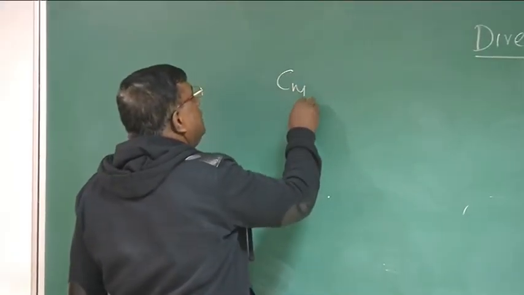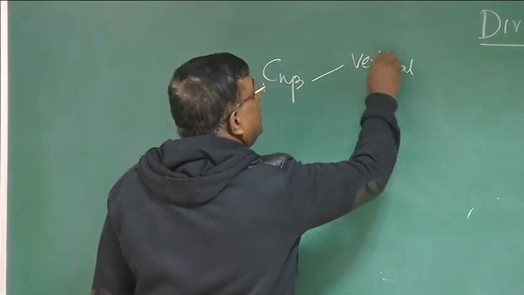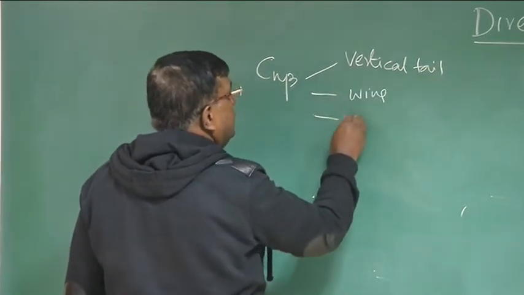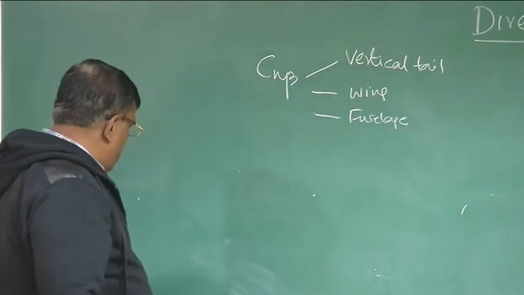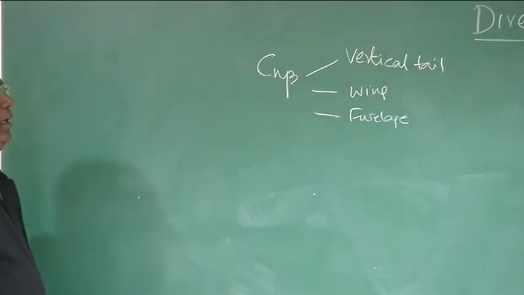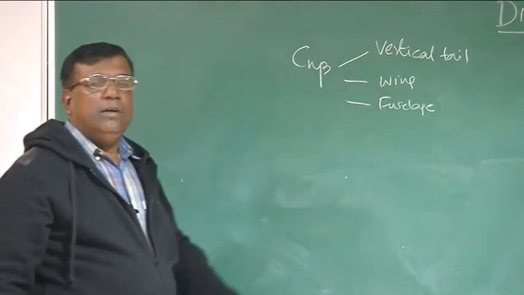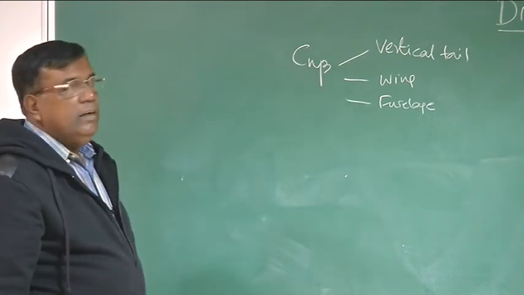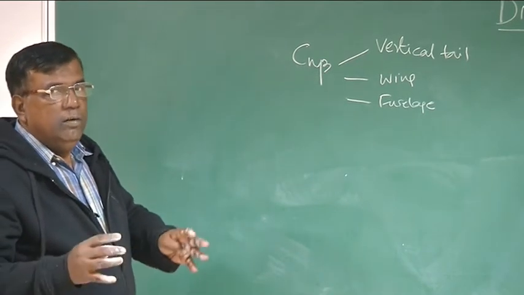We are discussing the Cn beta effect because of the vertical tail, for the wing, and then the fuselage. As I have told you, for the fuselage we will be discussing all the longitudinal and directional cases in one lecture only, because it needs a different approach, mostly empirical formulas. So I will not be computing Cn beta because of the fuselage here. I will not try to model it. We will do it in one lecture where longitudinal, lateral, and directional will all be modeled.